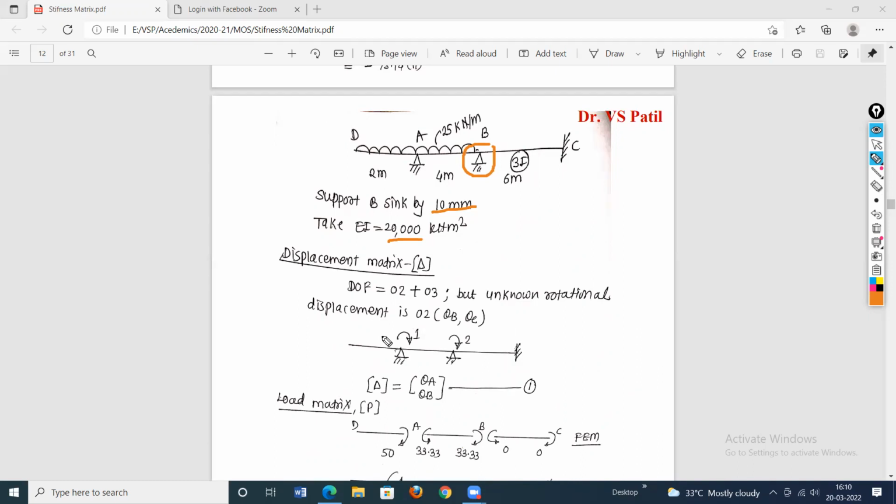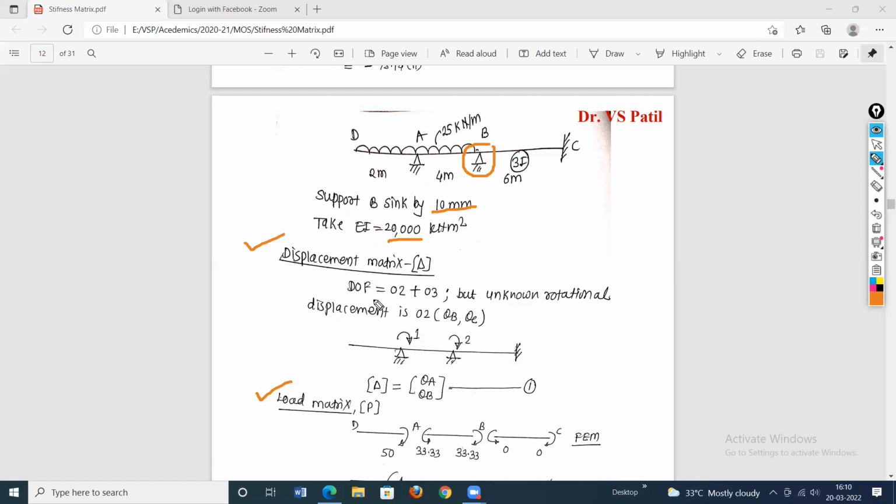Then in the stiffness matrix method, as we discussed in the previous videos, first of all we have to generate the 3 matrices. First of all, we'll generate the displacement matrix, then we'll generate the load matrix, and number 3, we'll generate the stiffness matrix. First of all, the displacement matrix.